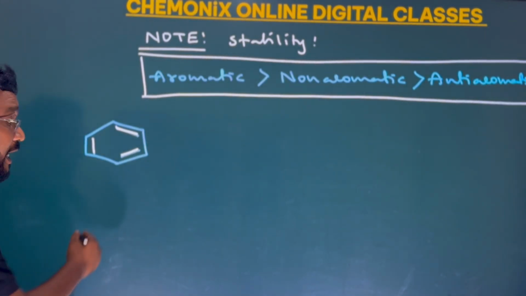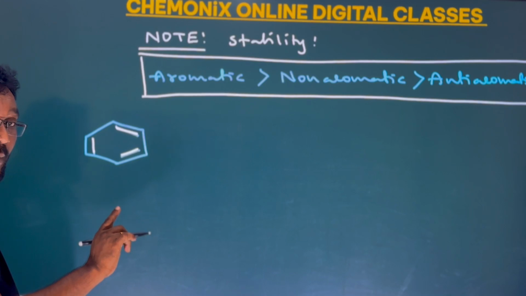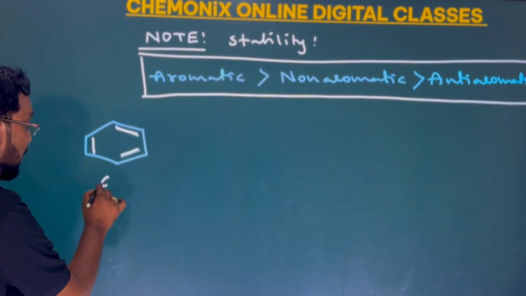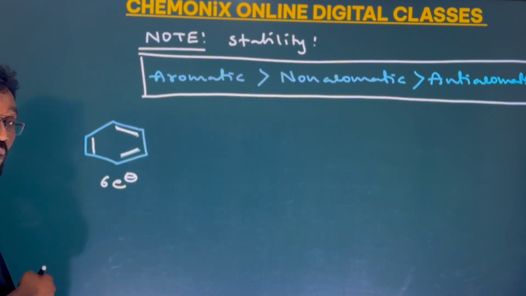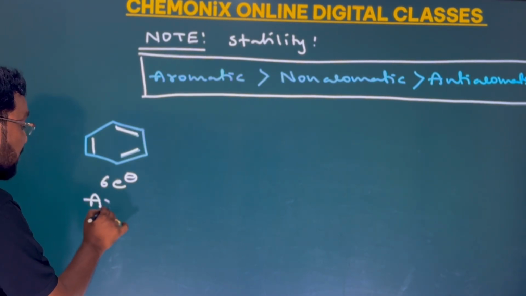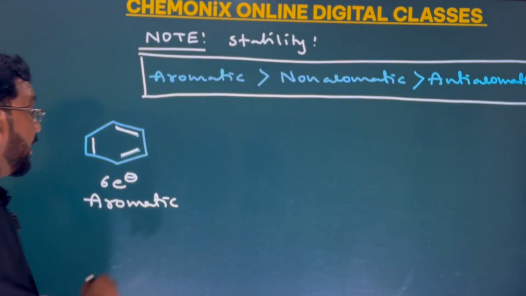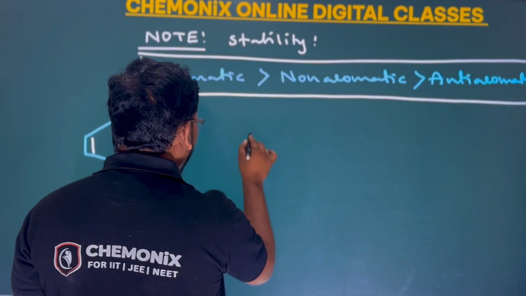Next, how many conjugative pi electrons are there? 3 pi bonds are there. Every pi bond contains 2 electrons. So, 3 into 2, 6 electrons are there here. So, it is satisfying Hückel's rule. Therefore, the benzene ring is an aromatic compound. Okay, this is an aromatic compound. Understood? Next, let me give you some other examples.